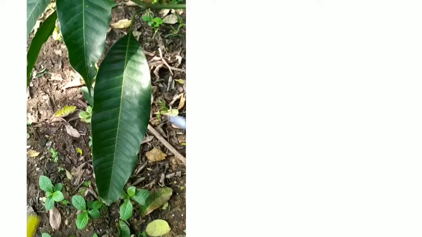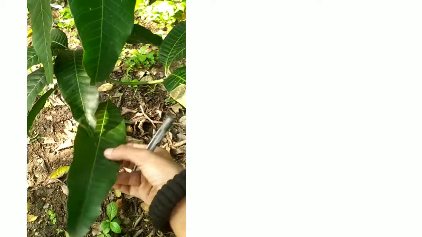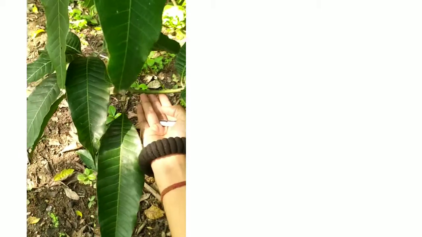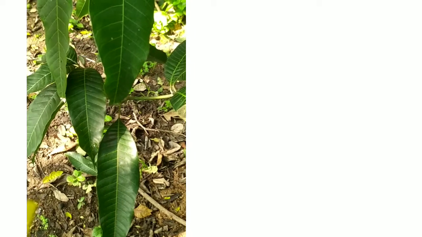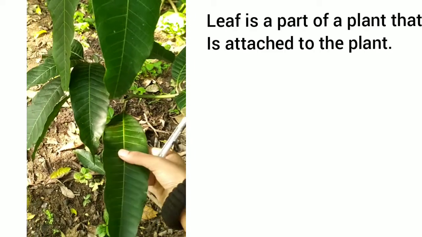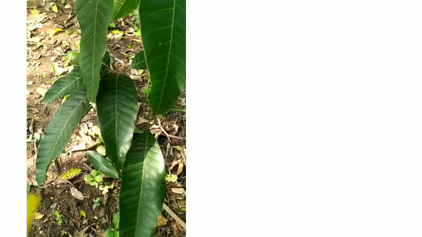So let's begin. This is a leaf. This is a mango leaf. But how do we define a leaf? The very basic definition of a leaf is that a leaf is a part of a plant that is attached to the stem.